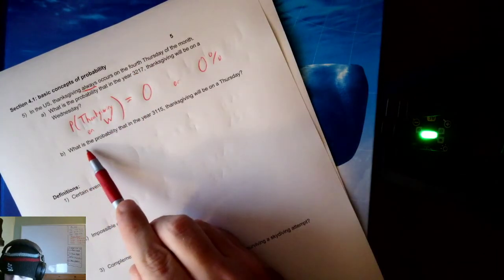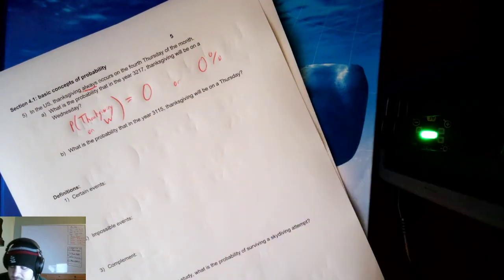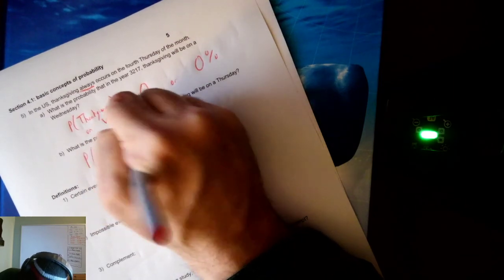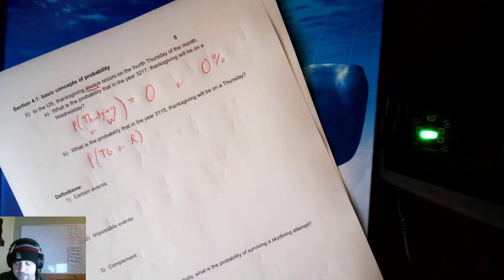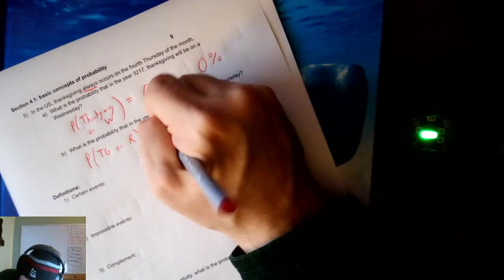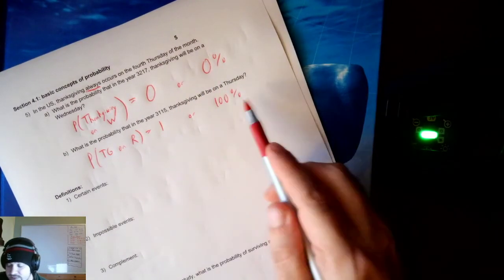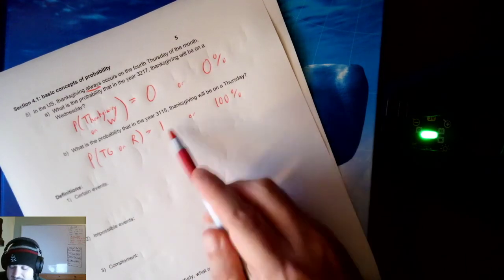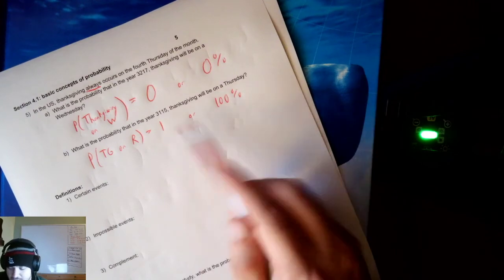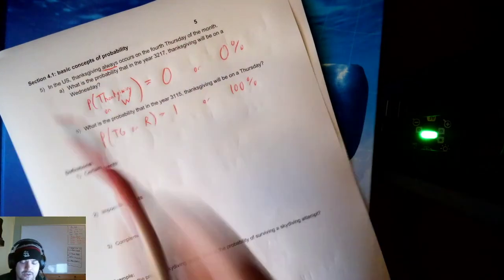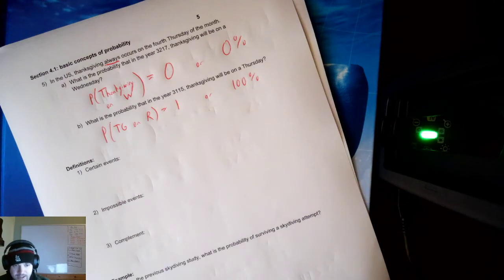Now, what is the probability that in the year 3115, Thanksgiving will be on a Thursday? Well, if it's always on a Thursday, so the probability of, I'm going to write TG for Thanksgiving on R for Thursday. T is Tuesday, I use R for Thursday. Well, it's always on a Thursday. This will be 1 or 100%. Decimal versus percent. Decimal is 1, percentage is 100%. Make sure you're comfortable with both notations. So notice here, I had to use this given sentence, right? I had to use that sentence to think about it. And this gives us a nice segue into what are called certain events and impossible events.